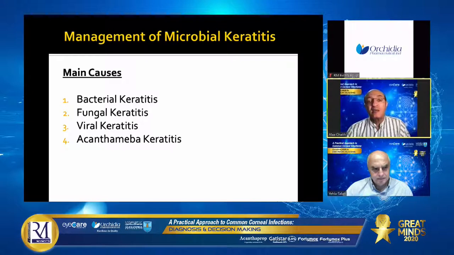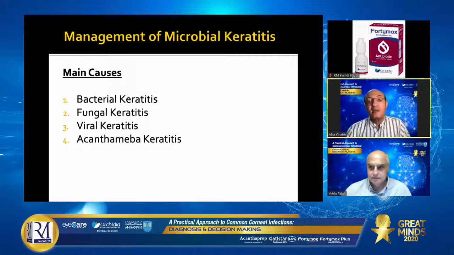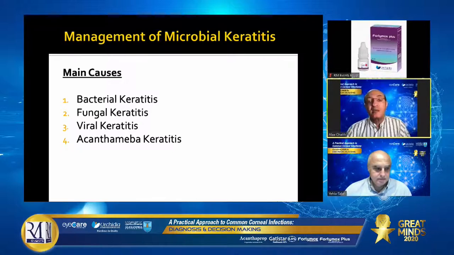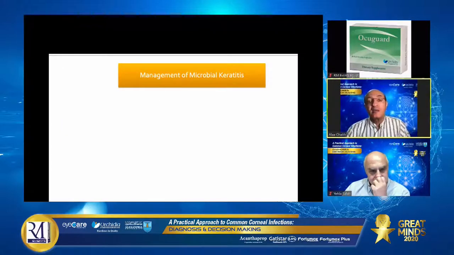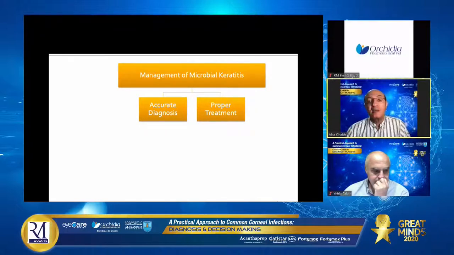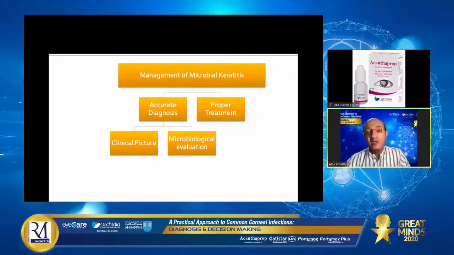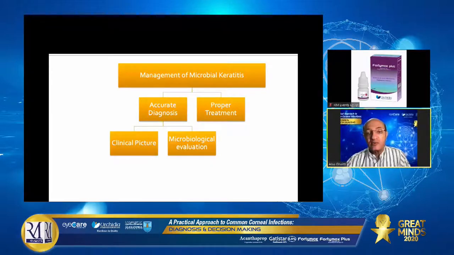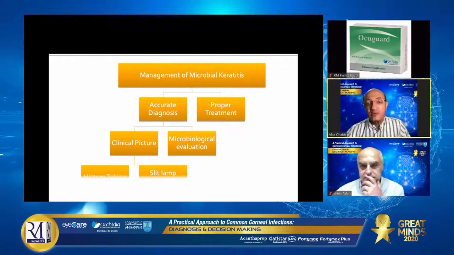First, what are the causes of microbial keratitis? As we all know, we have bacterial, fungal, viral, and acanthamoeba keratitis, which are the main causes of microbial keratitis. When we come to manage microbial keratitis, we have to make an accurate diagnosis and give a proper treatment. In order to reach an accurate diagnosis, we have to pay attention to the clinical picture of the disease and also do some microbiological evaluation if this is possible.